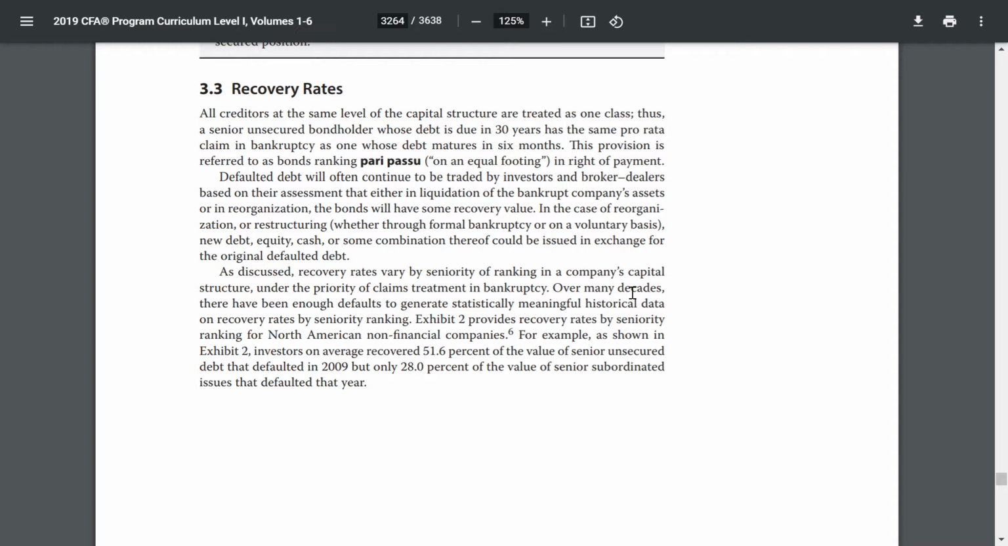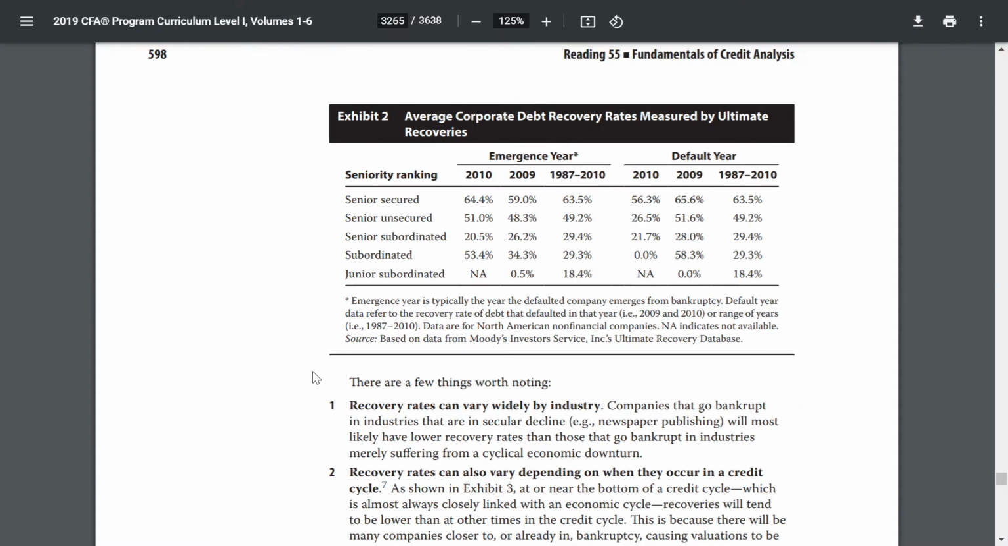As discussed, recovery rates vary by seniority of ranking in a company's capital structure under the priority of claim treatment in bankruptcy. Over many decades, there have been enough defaults to generate statistically meaningful historical data on recovery rates by seniority ranking. Exhibit 2 provides recovery rates by seniority ranking for North American non-financial companies, for example, as shown in Exhibit 2.